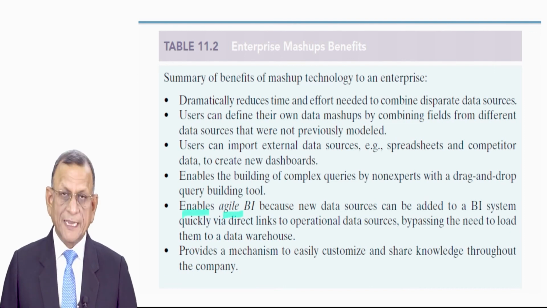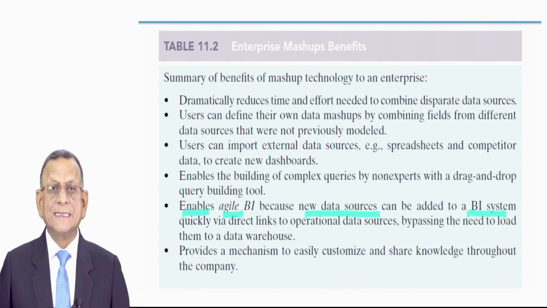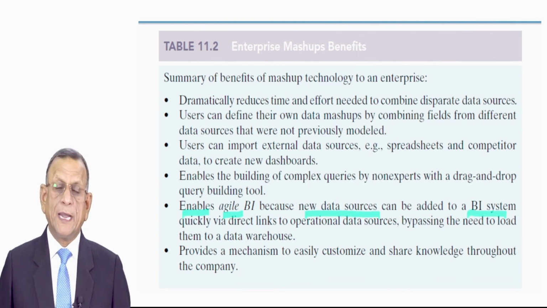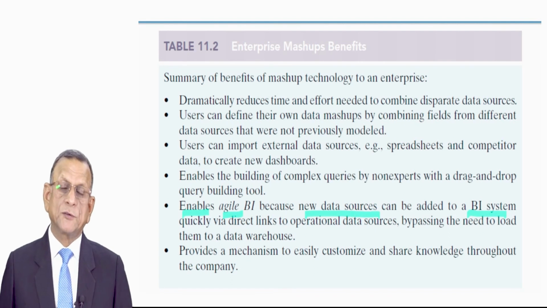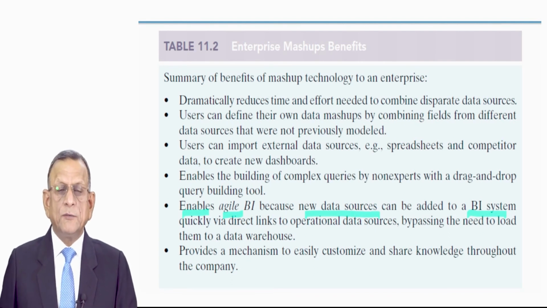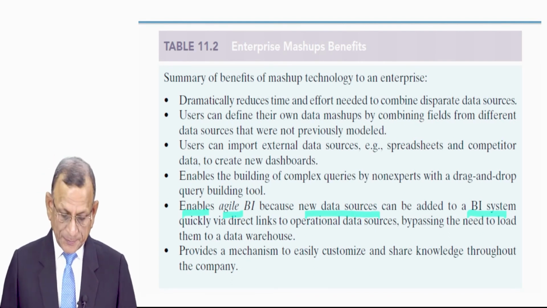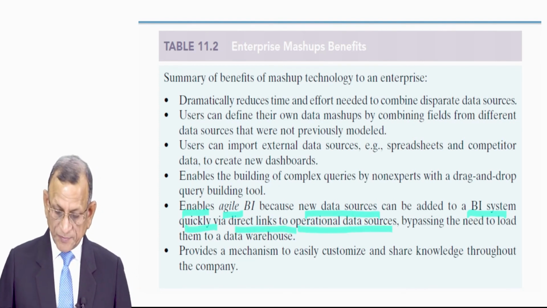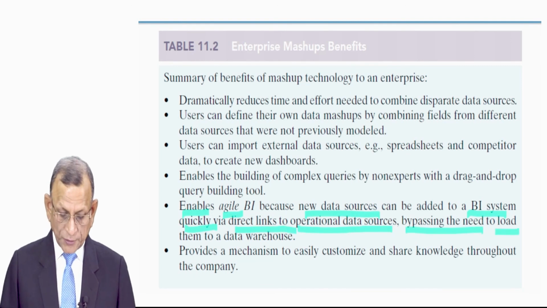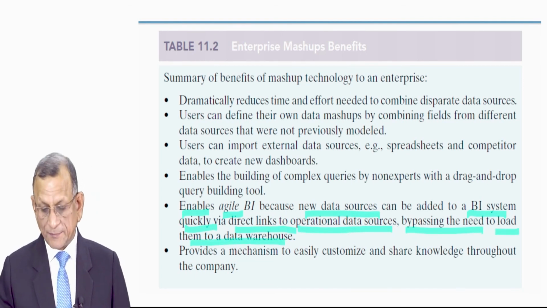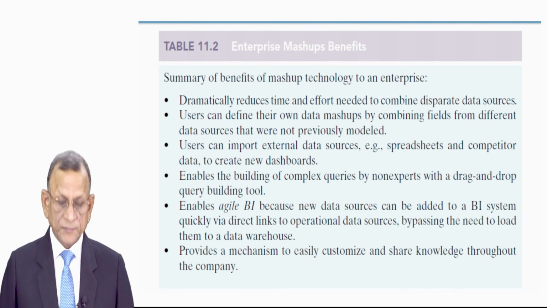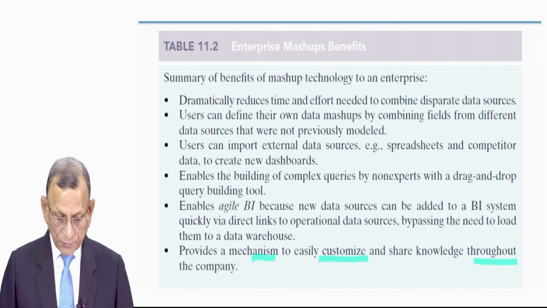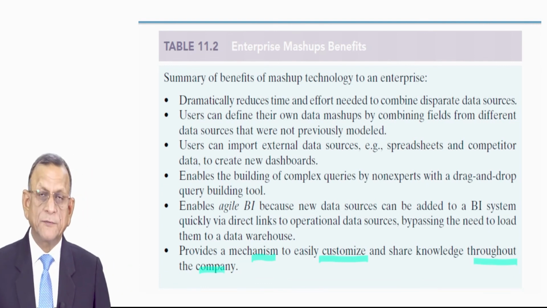Enables Agile BI, business intelligence, because new data sources can be added to a BI system. Whenever you find that, oh, I need to add another piece of information or some other data, then you will be able to do so very easily and quickly via direct link to operational data sources, bypassing the need to load them to the data warehouse. ETL is not required now. It provides a mechanism to easily customize and share knowledge throughout the company. So these are the benefits of data mashups.